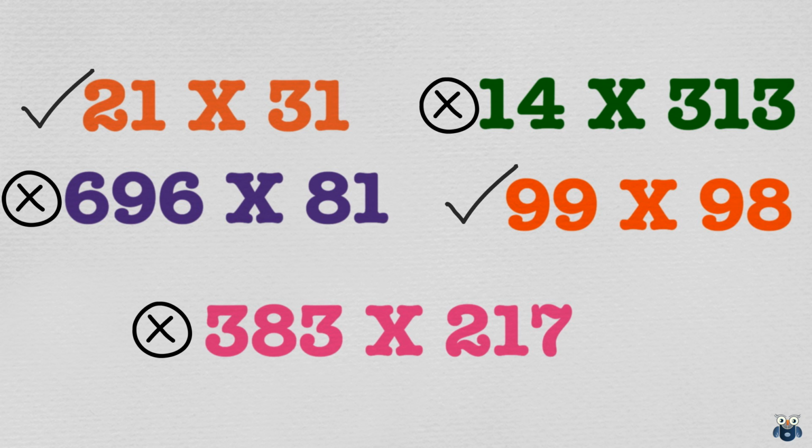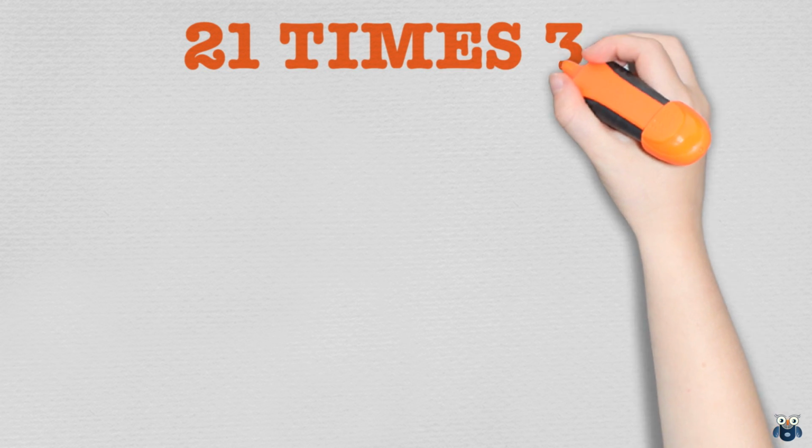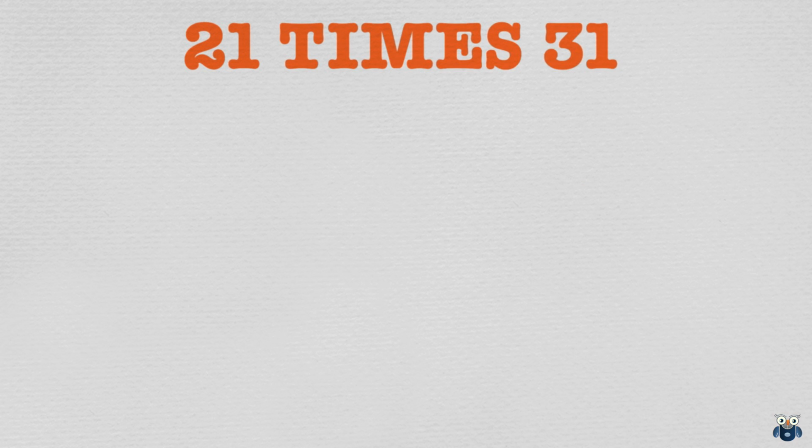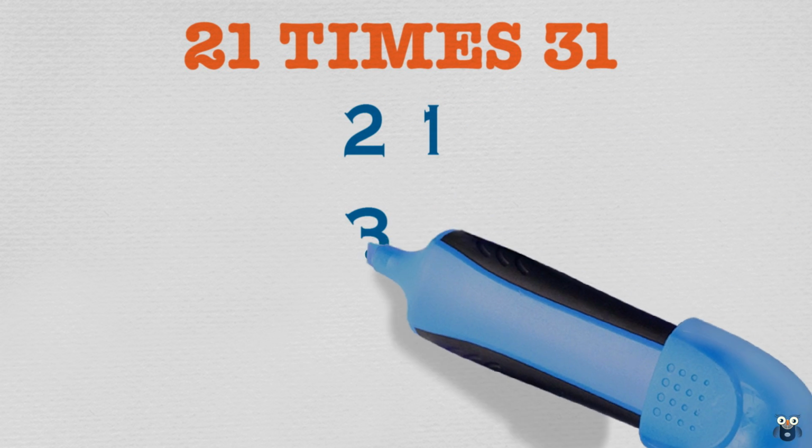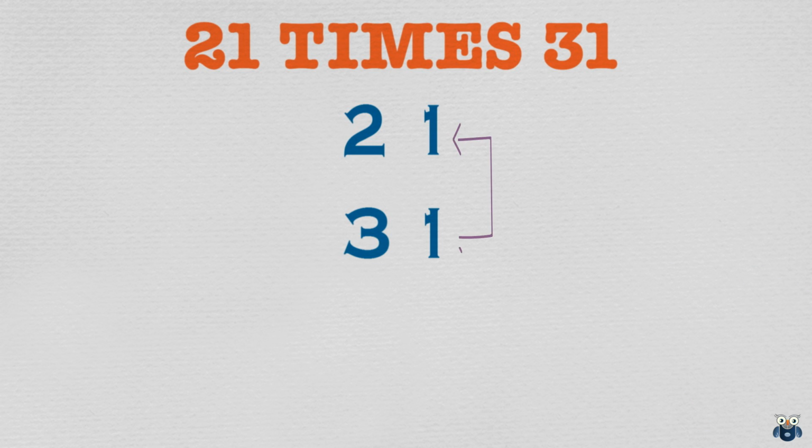Alrighty, let's jump right in and see our trick. We will use it to find the value of 21 times 31. Let's first write down both numbers. Now, we start with the numbers on the right and multiply both digits. So, 1 times 1 is 1, and we put that down first.